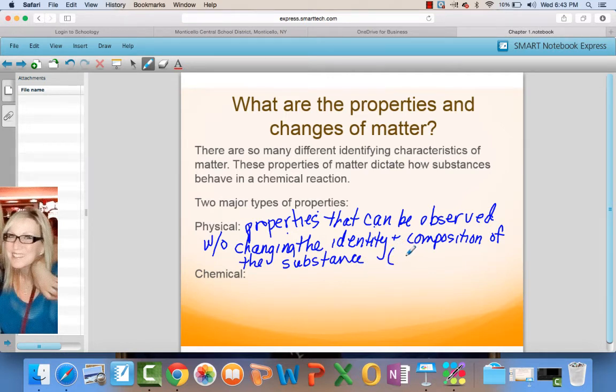Some examples here are color, density, melting point, boiling point, odor, hardness. Okay, chemical describes the way a substance may change or react.